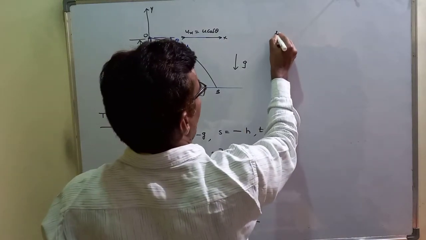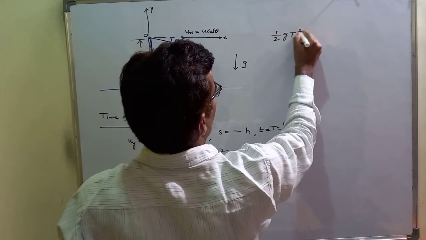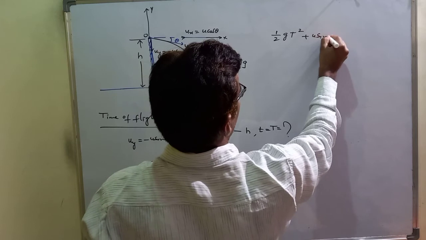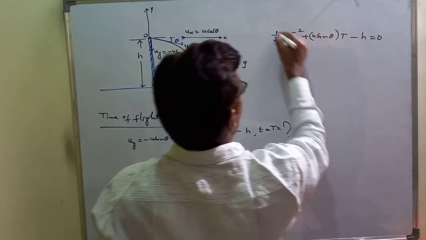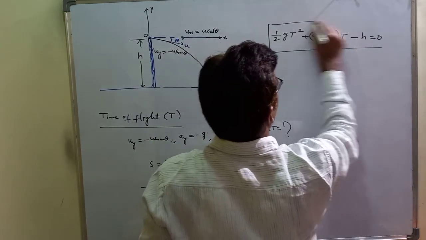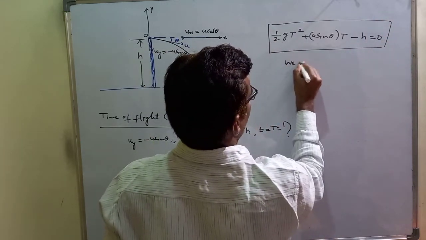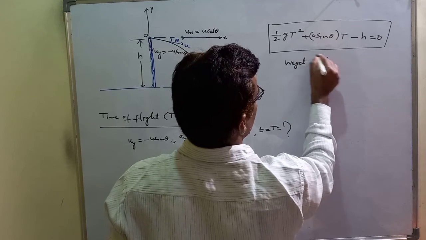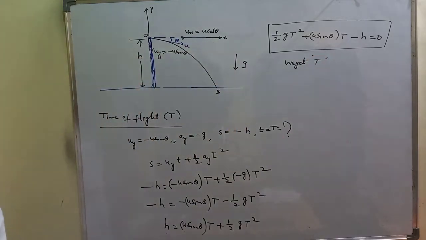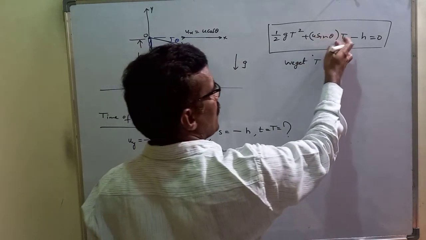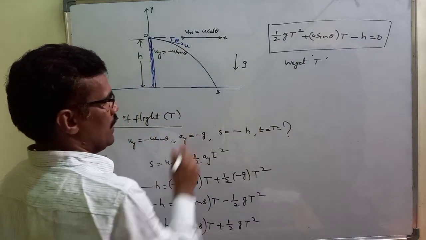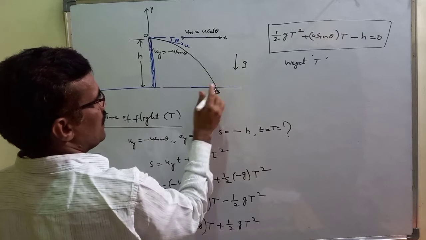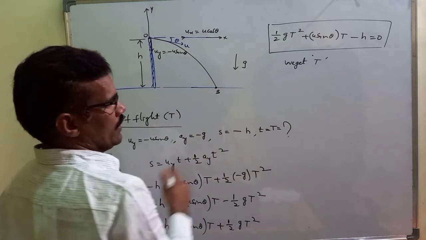We get the capital T from this equation. Therefore, half g capital T square plus u sin theta into t minus h is equal to 0. From this we get capital T, the time of flight. All values, that means u, theta and h, we substitute and get the t value. This is the time of flight. Time of flight is nothing but the time taken to reach point B.